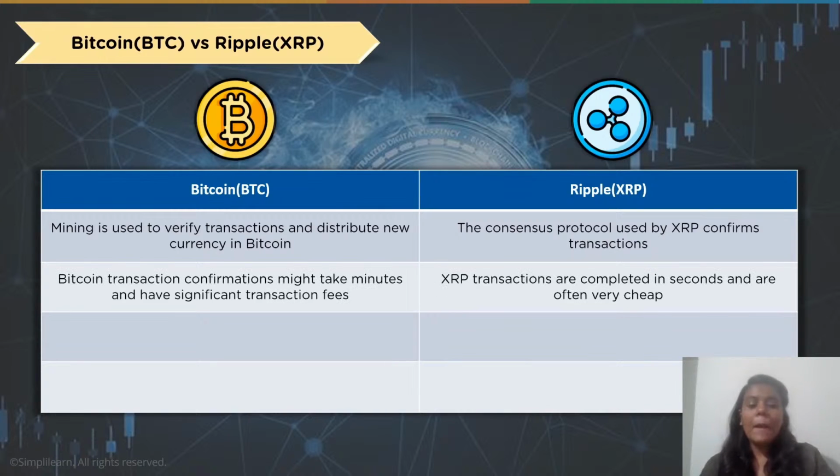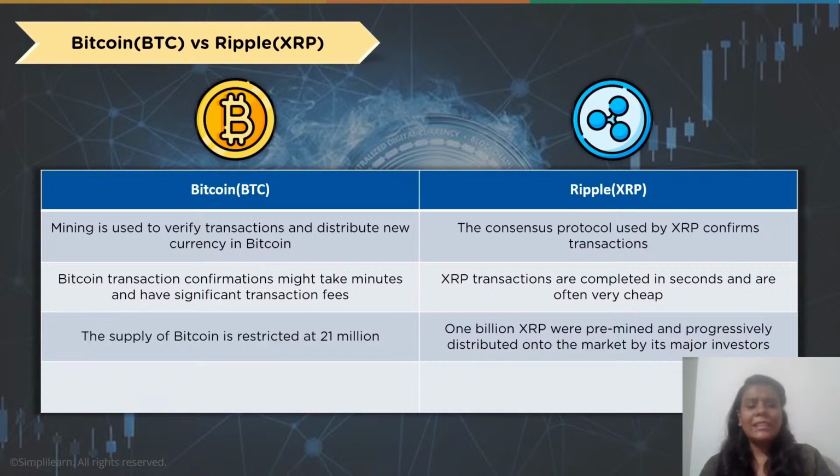Then Bitcoin transaction confirmations can take several minutes and are associated with significant transaction charges due to the intricate and expensive nature of mining utilized in the cryptocurrency. But on the other hand, XRP transactions are instantly confirmed and have very cheap transaction fees. The user is charged a small amount of XRP each time a transaction is completed on the Ripple network.